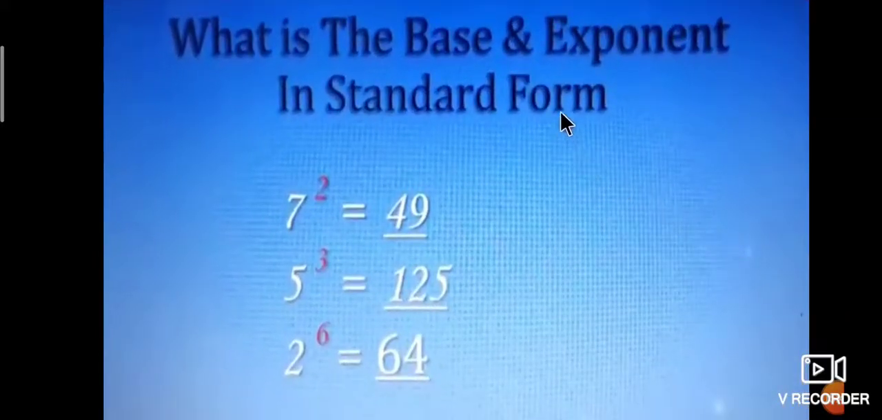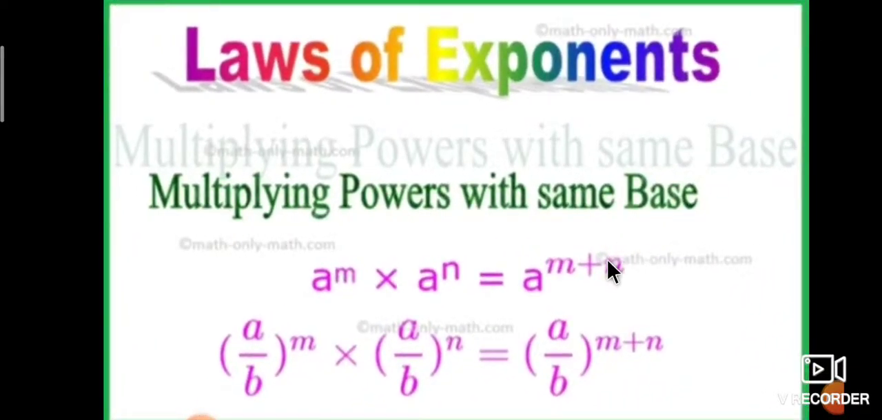Next, what is the base and exponent in the standard form? 7 square is equal to 7 into 7, that is 49. 5 cube is equal to 5 into 5 into 5, that is 125. 2 to the power of 6 means 2 into 2 into 2 into 2 into 2 into 2, which is equal to 64. We multiply 2 six times, therefore that is equal to 64.